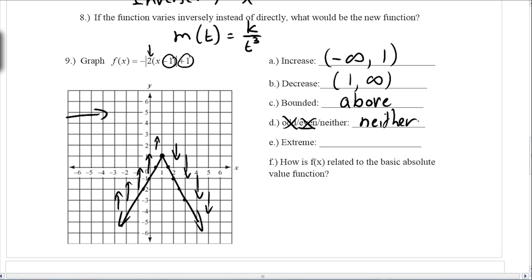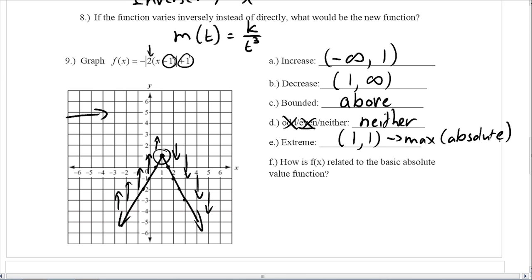And extremes, which is going to be the highest point. Depending on the type of teacher, they might ask for the y value. I'm going to ask for the ordered pair. That is the highest y value. So I'm going to write down 1, 1. And you might want to also write it as a max, and it's also an absolute max rather than a relative max.